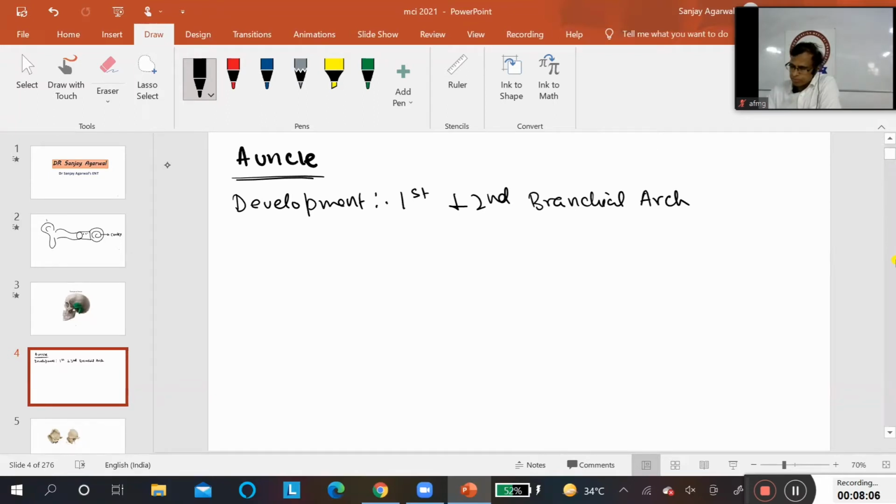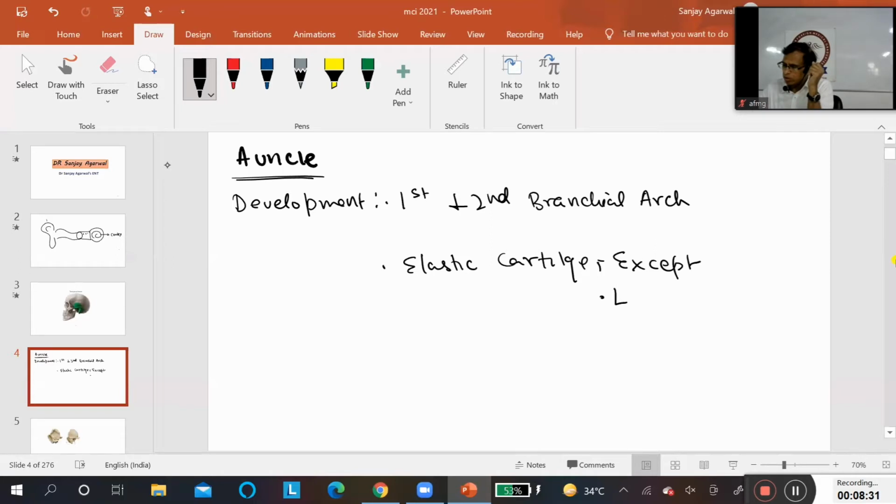And the second question, what is the pinna made up of? Pinna is made up of elastic cartilage, except there are two parts of the pinna which do not have cartilage. And this is what they ask. Which is the part of the pinna that does not have cartilage? Any idea?